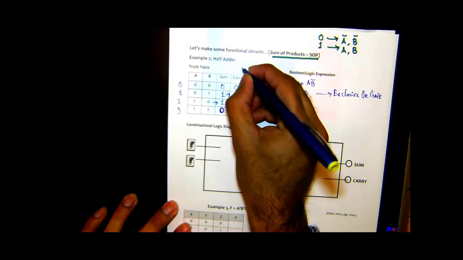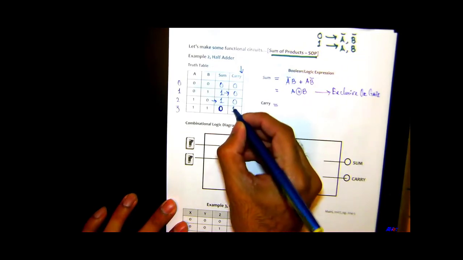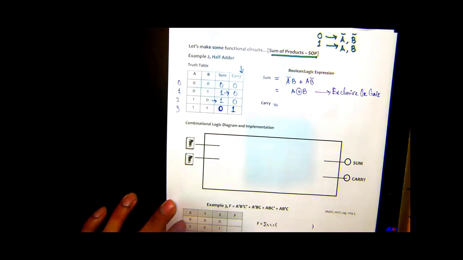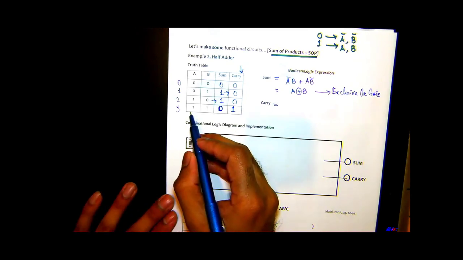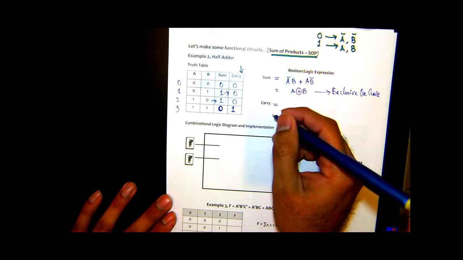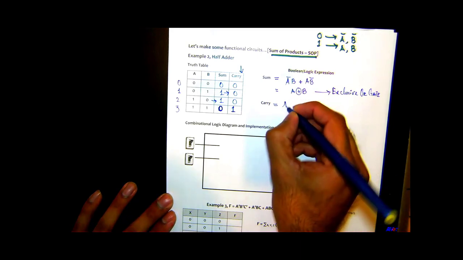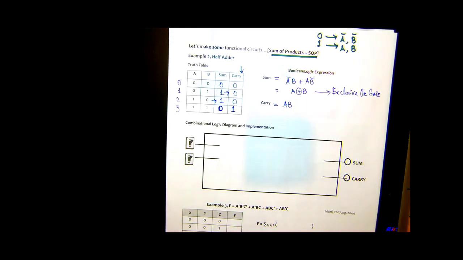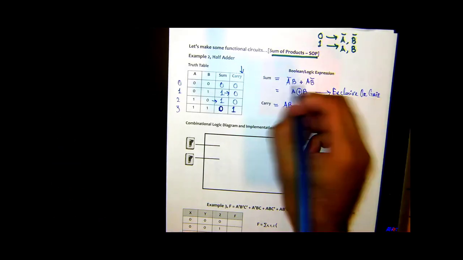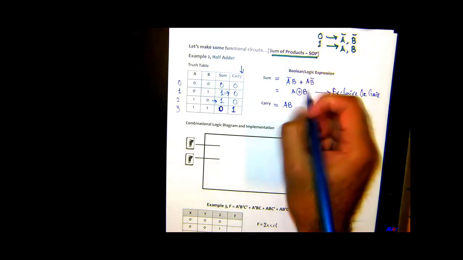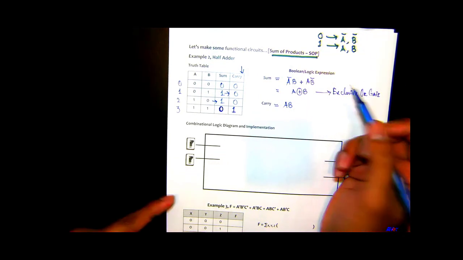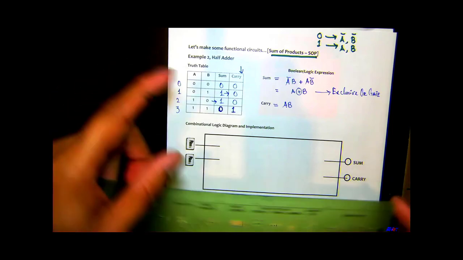Carry has how many minterms? Come on, guys. How many minterms do we have for a carry? Look at this right here. There's only one minterm, right? There's only one output, which is 1. And the expression for that is going to be? Come on. AB. All right. Awesome. Perfect. All right. Let's make a circuit here. Do you want me to go with this expression or with this exclusive OR? Exclusive OR? Okay. All right.